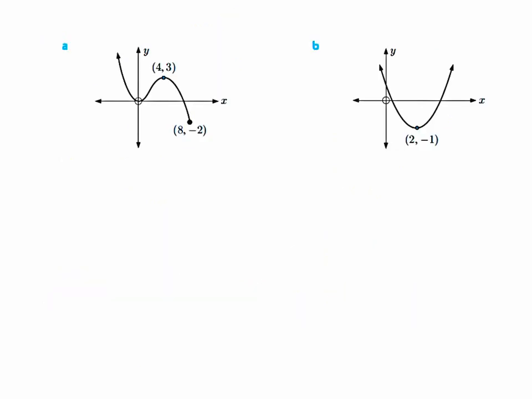State the domain and range of each of these functions. So pause this video and try it on your own.